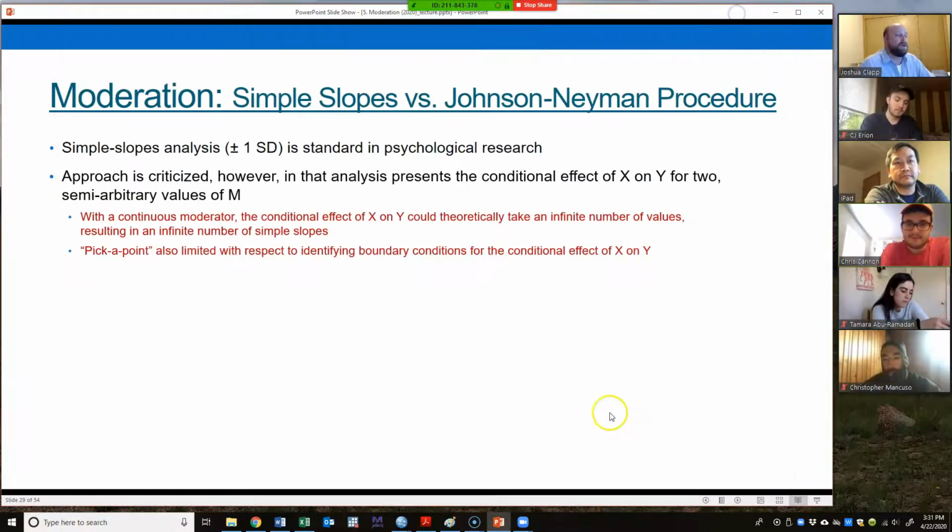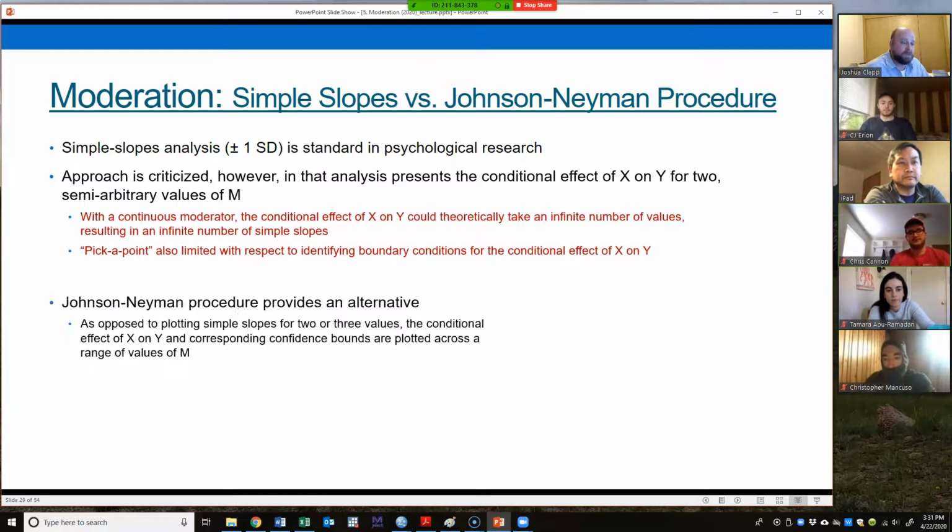And so what we'll see is the simple slopes analysis that we traditionally use being criticized because it's not telling me the boundaries of my conditional effect. At what point does my conditional effect go from being positive to being not different than 0, or switch over from being positive to negative? This is very difficult to determine within the context of our conventional approach, right?